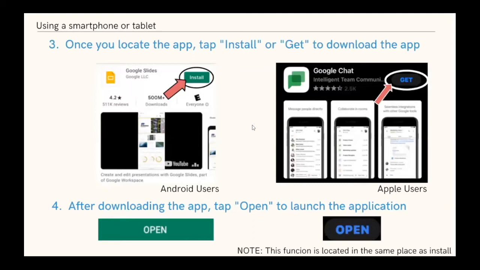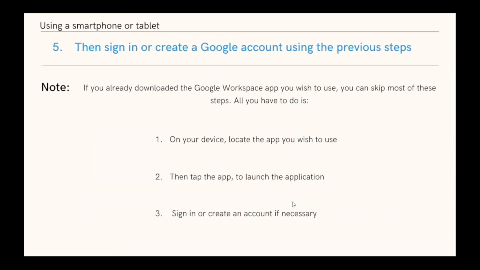So after downloading the app, you can simply tap Open, which will be located where the install is, the same button. So just tap Open to launch the application. And fifth, you'll sign in or create a Google account using the previous steps we just went over. Note, if you already downloaded the app you want to use, so for example, let's say you have Drive already on your phone, you can just simply locate it on your device, open the application, and sign in if you need to.